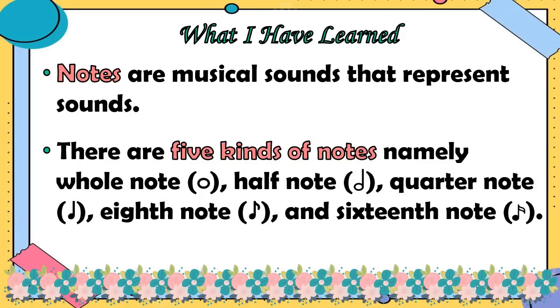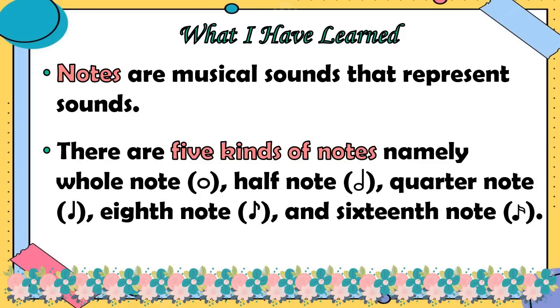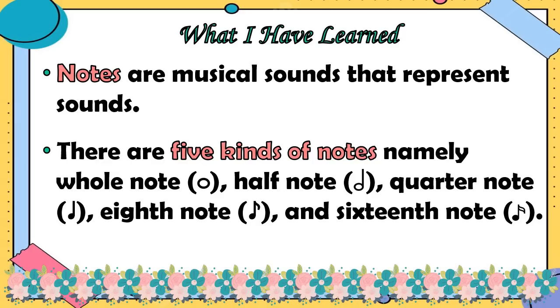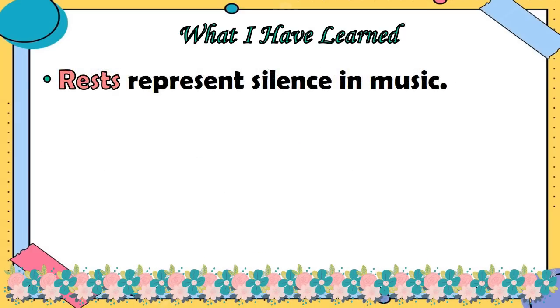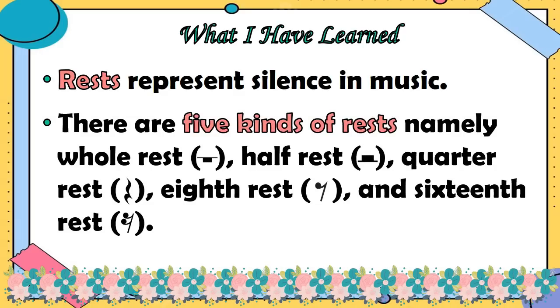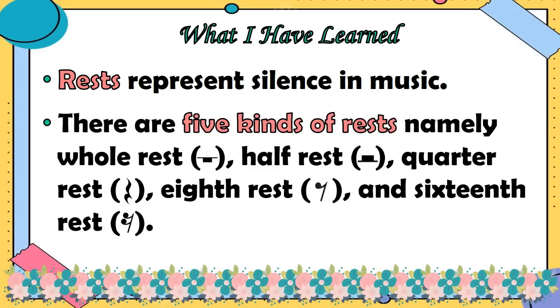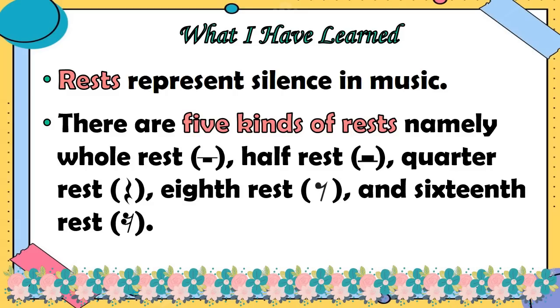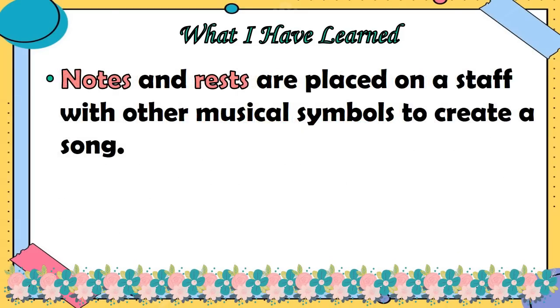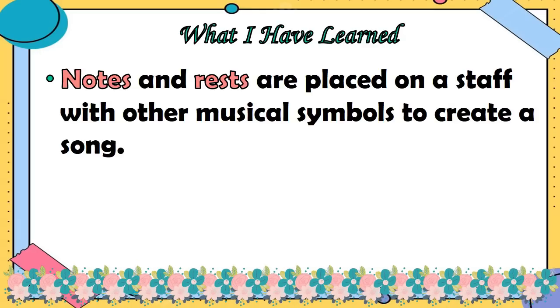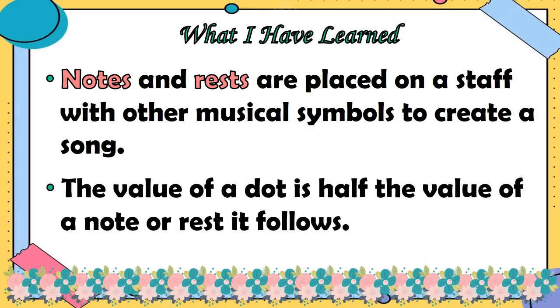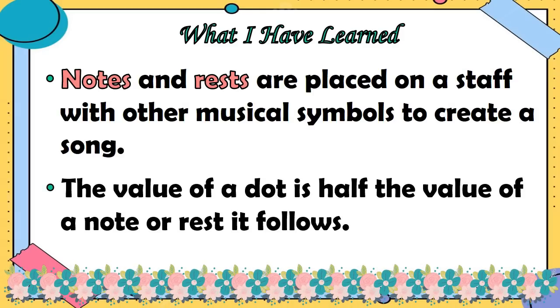There are 5 kinds of notes, namely whole note, half note, quarter note, eighth note, and 16th note. Rest represents silence in music. There are 5 kinds of rest, namely whole rest, half rest, quarter rest, eighth rest, and 16th rest. Notes and rests are placed on a staff with other musical symbols to create a song. The value of a dot is half the value of a note or rest it follows.